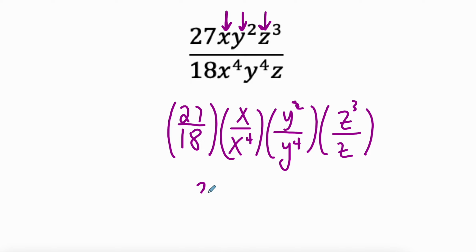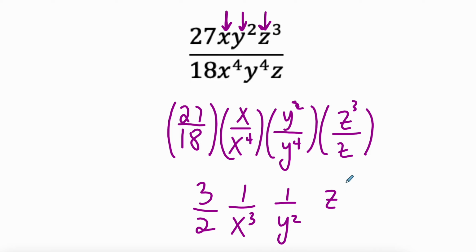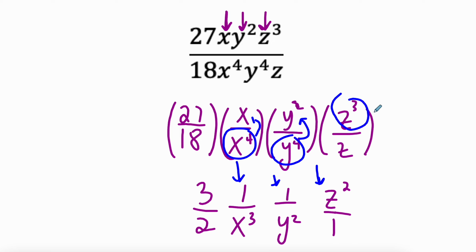27 over 18 simplifies to 3 over 2. X over x to the fourth simplifies to 1 over x to the third. Y squared over y to the fourth is 1 over y squared. And z to the third over z is z squared over 1. Each one of these results comes from the fact that there were more x's in the denominator than there were in the numerator, more y's in the denominator than in the numerator, and more z's in the numerator than there were in the denominator.